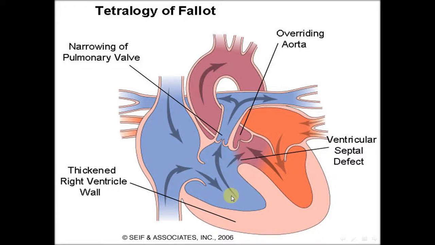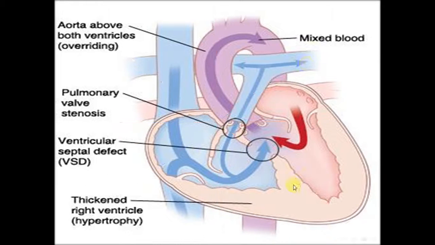The shunt is from the right side to the left side, and we know why: because we have a stenosis. This stenosis makes the heart muscle overused, in excessive exercise. So the muscle becomes hypertrophied day after day, leading to thickening of the muscle. When thickened, it is hugely powerful to push the blood through the ventricular septal defect into the left ventricle. From the left ventricle, the purplish or mixed blood is pumped into the body.